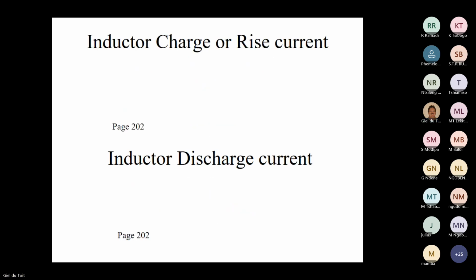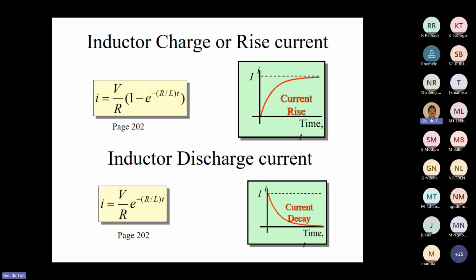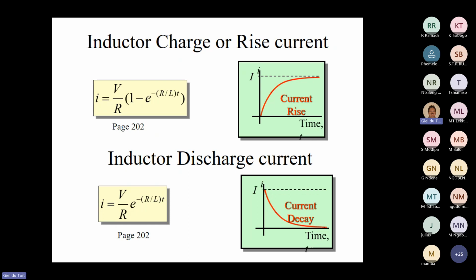Okay, for the inductor charge or rise current, there's a formula on page 202, and my picture didn't show correctly here. Okay, there it is. So let's start at the top there. Very similar to capacitors, where we charge up a capacitor with a voltage. We don't charge up an inductor with a voltage. We charge an inductor with a current. There's a big difference.